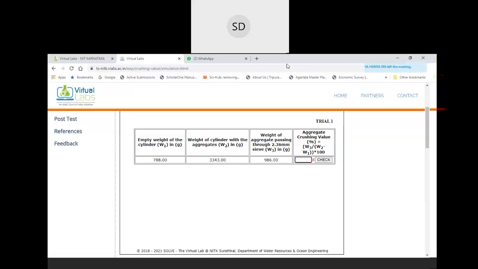Now tell me the value. So it will be 2.59. So that is correct. In this way, you have to calculate the crushing value of your aggregates.